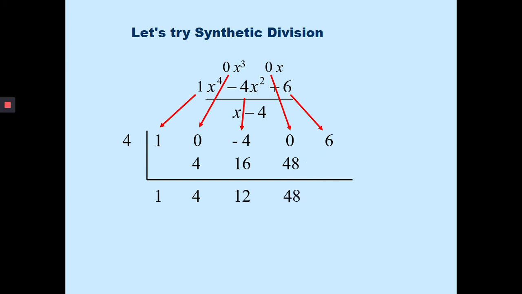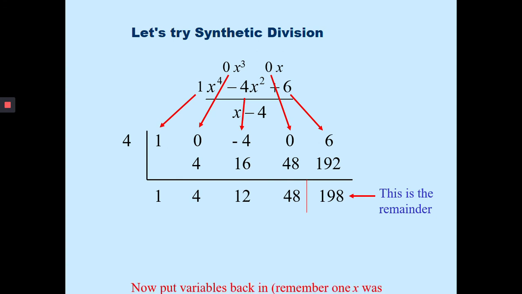All right? And we are going to multiply 48 by 4, and we are going to get 192. And finally, we are going to add the two remaining numbers, and that gives us 198. And as I said in previous videos, the final number is always the remainder. All right? Now let us determine what our answer will be.